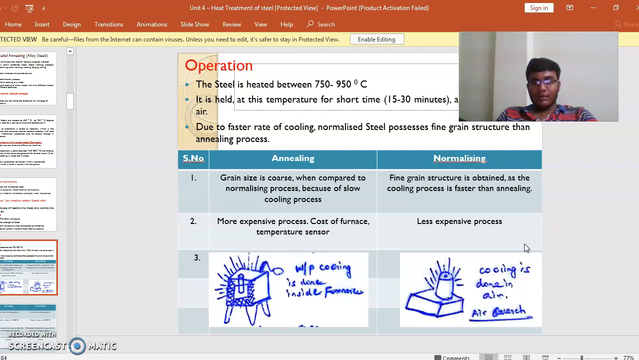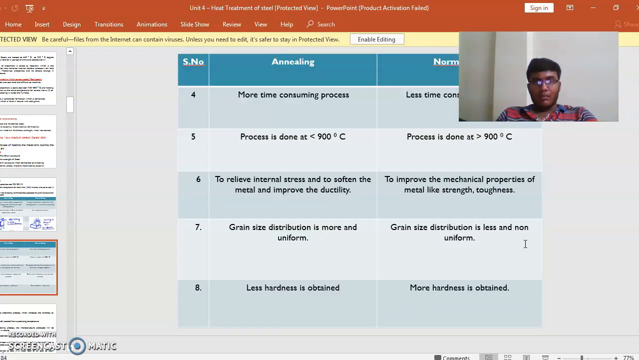In the annealing process, cooling is done inside the furnace, whereas in normalizing, air cooling is done. That is, a slow rate of cooling is used in annealing. More time is consumed during annealing and less time during normalizing. Annealing is done below 900 degrees, normalizing is done above 900 degrees. Annealing is used to relieve internal stress, soften the metal and improve ductility.